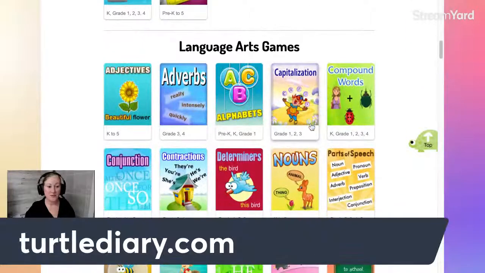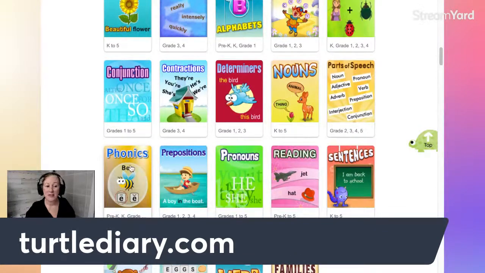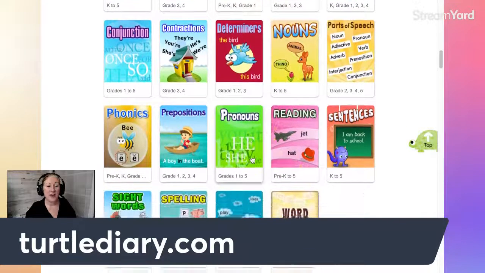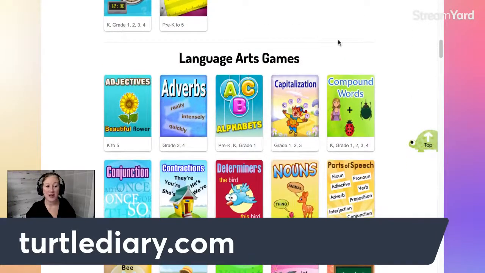Language arts. Language arts have to do with learning your alphabet, your phonics. Here's your phonics down here. How to pronounce something, long E, short E, sounds of letters. Okay, so there's lots of things under language arts that will help you get started with learning English.